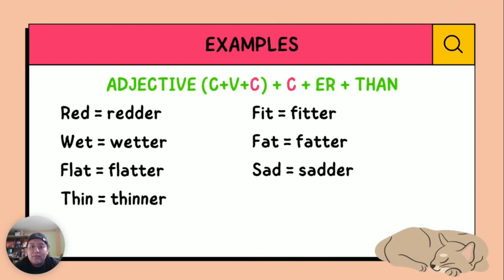Here we have more examples. Red, redder. Wet, wetter. Flat, flatter. Thin, thinner. Fit, fitter. Fat, fatter. Sad, sadder.